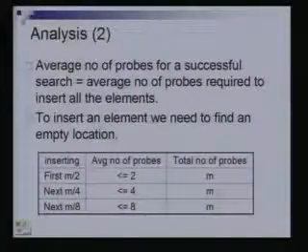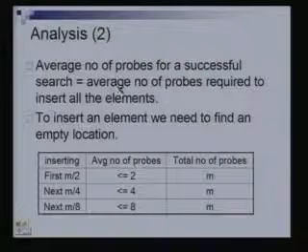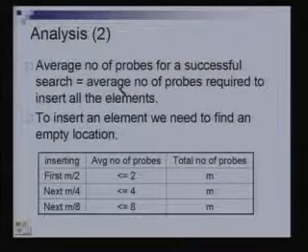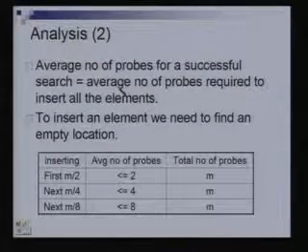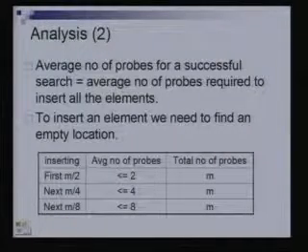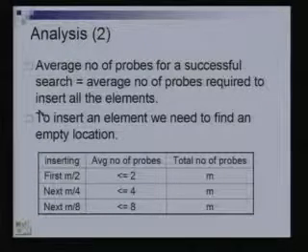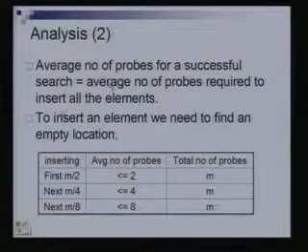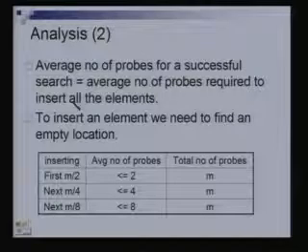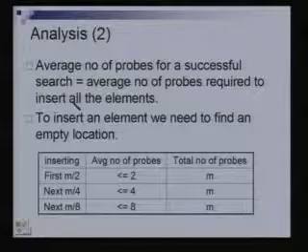So if you recall from the last class, the average number of probes required for a successful search is the average number of probes required to insert those elements, right? Because when we were inserting those elements, we were doing essentially the same thing. Yeah, so it's the same as the average number of probes required to insert all these elements, and this is the quantity I'm going to compute. What is the average number of probes required to insert all the elements that I have in the table?